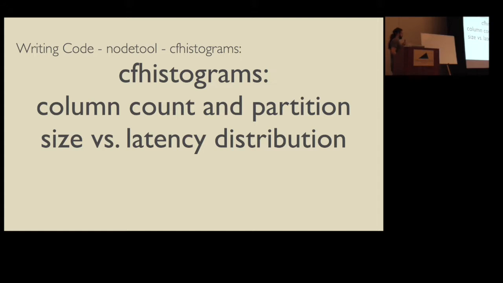You need to know two things. Know cfhistograms as well, because that'll give you the partition count and size versus latency histogram distribution. So that means I can see that the majority of my reads are being satisfied in the first 2 SSTables, or unfortunately, the majority of my reads are being satisfied in the first 50 SSTables. You see this when you examine the output.